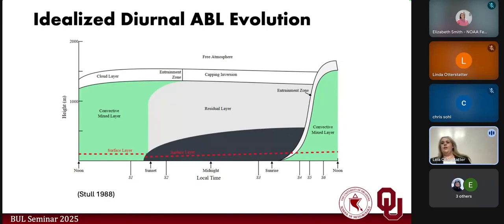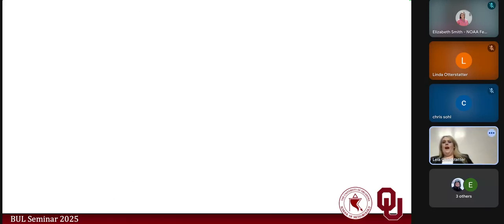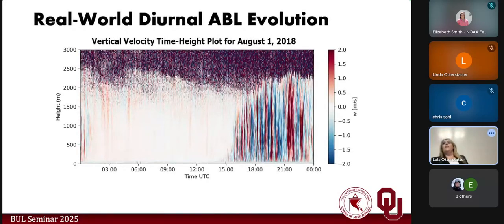That's the region where the free atmosphere air is entrained into the mixed layer and thermals overshoot upward. So turbulent mixing in the ABL drives the exchange of heat, moisture, and momentum, which impacts weather and climate patterns that we see. So this is the idealized version. Now let's take a look at what it actually looks like. This is one of my cases from my project.